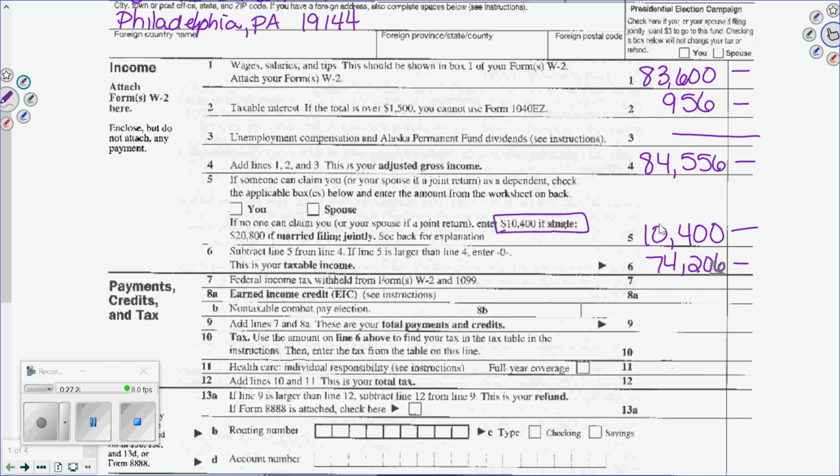So this is your taxable income. So although her gross income was $84,556, they're not taxing her, right? Her wages and her interest from the bank, she made over $84,000. So in the tax table booklet, I'm not looking at $84,000. Tax table booklet, we get to only look at then $74,206. So the government allows you an exemption for yourself.